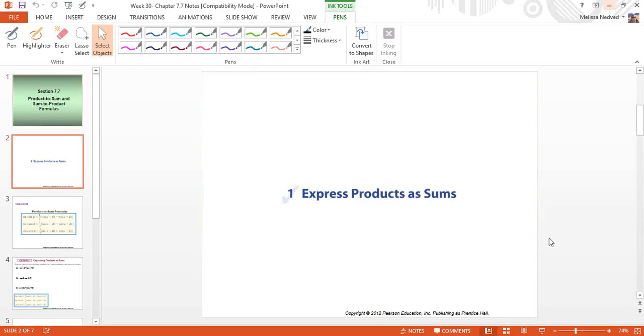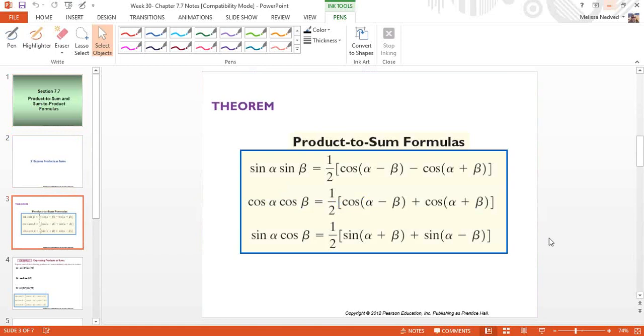Our first theorems are our product to sum. Remember, product means multiply, sum means addition. And in fact, here we do have some addition and some that are subtraction. So what we can do here is take either sine of an angle times sine of another angle, cosine of an angle times cosine of another angle, or sine of an angle times cosine of an angle, and rewrite them in terms of sums and differences. So we're actually going to be able to get rid of that multiplication there.